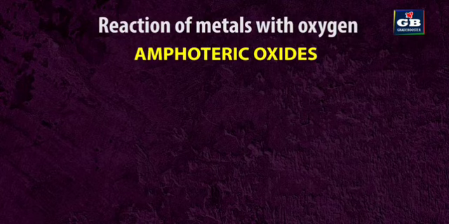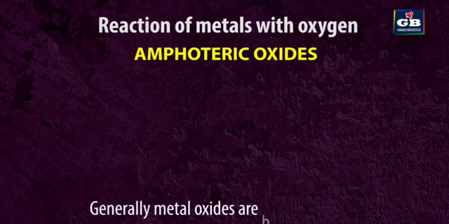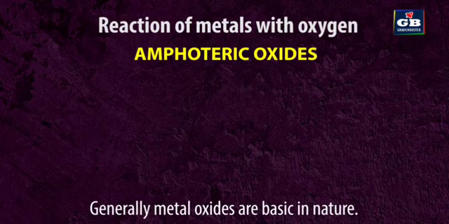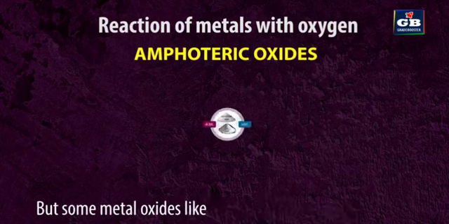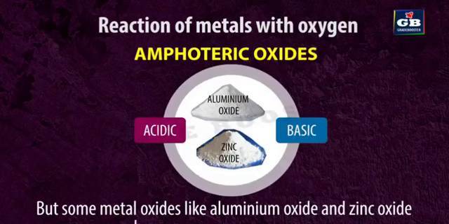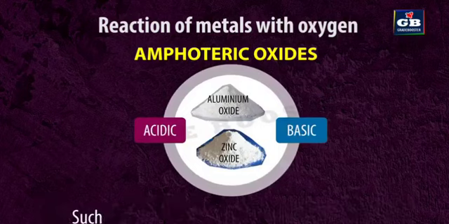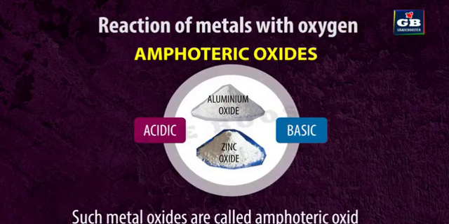Amphoteric oxides. Generally, metal oxides are basic in nature, but some metal oxides like aluminium oxide and zinc oxide show acidic as well as basic behavior. Such metal oxides are called amphoteric oxides.